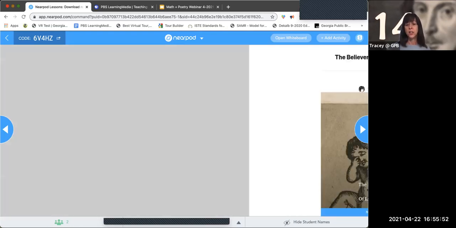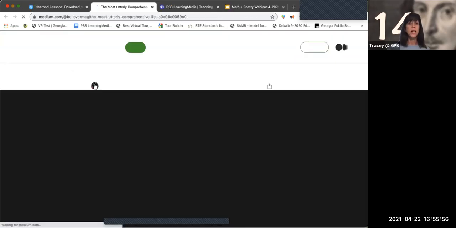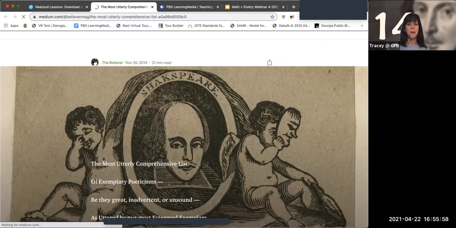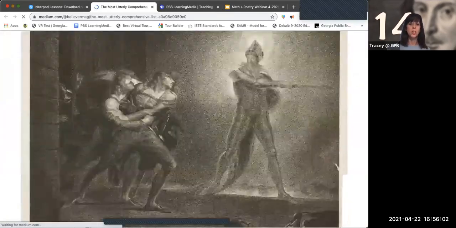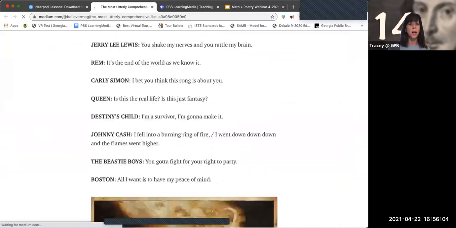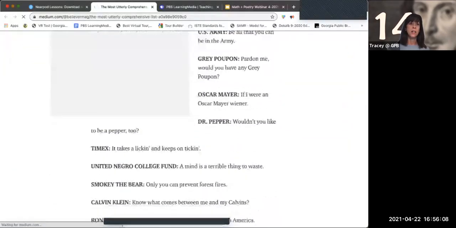And then you as the teacher can have the master list here, which is where I got this from. It's called the most utterly comprehensive list of iambic pentameter in everything. So song quotes, commercials, politics, music. So all kinds of things here, a wonderful article that the teacher can use.